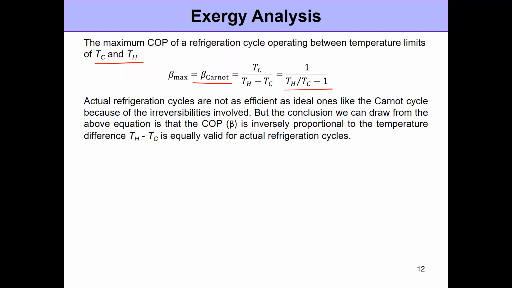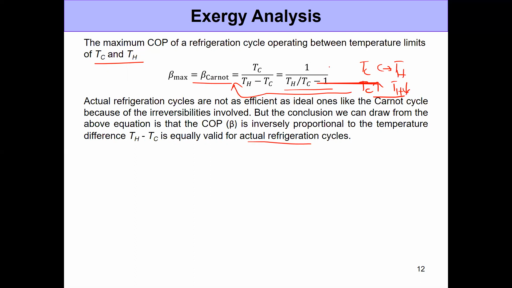Now, we already discussed in the last class that although this is how you calculate the COP for a Carnot cycle, the COP for an actual cycle would also vary in the same manner like a Carnot cycle would vary if you play around with TC and TH. That is, if you bring TC and TH closer to each other, right? So if you increase TC or reduce TH, this is going to increase the COP of the Carnot cycle, but it is also going to increase the COP of the actual cycle.